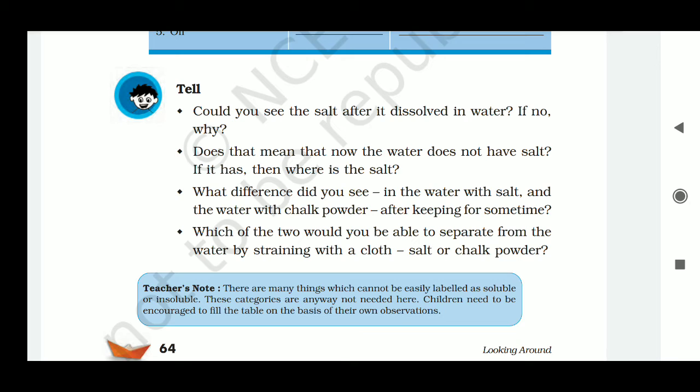By using cloth, it is a kind of filtration. If you are using a strainer in order to separate the mixture, then straining it is called filtration. So chalk powder, being insoluble in water, can be separated from the water after straining with a cloth.